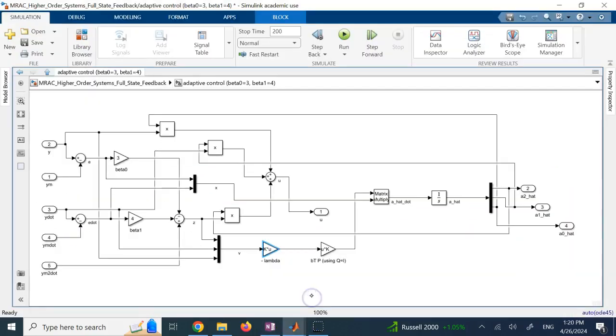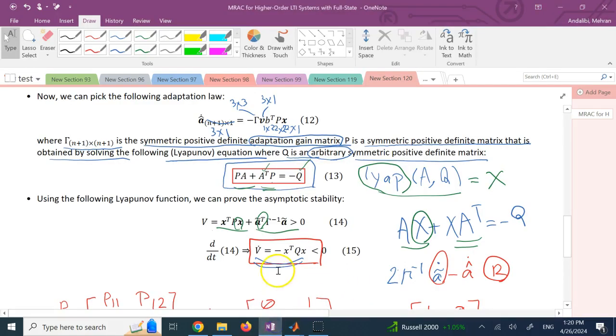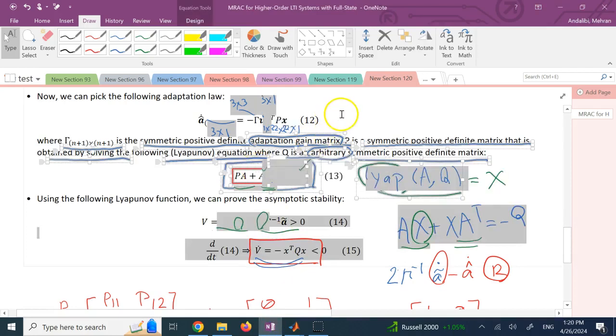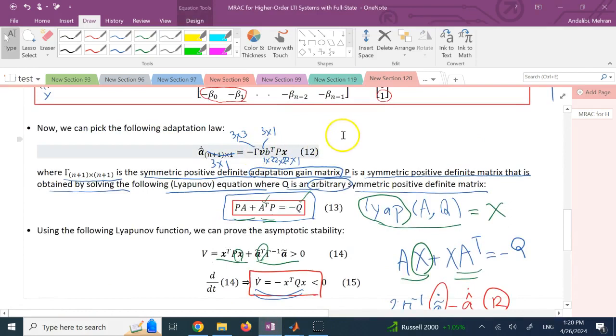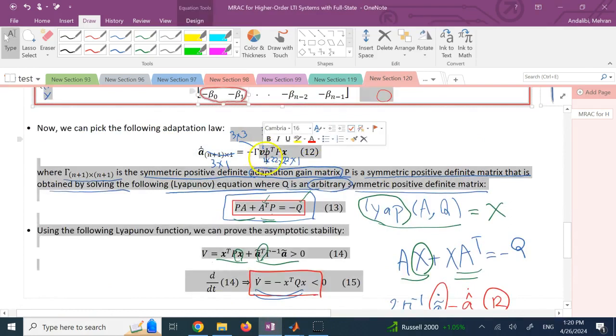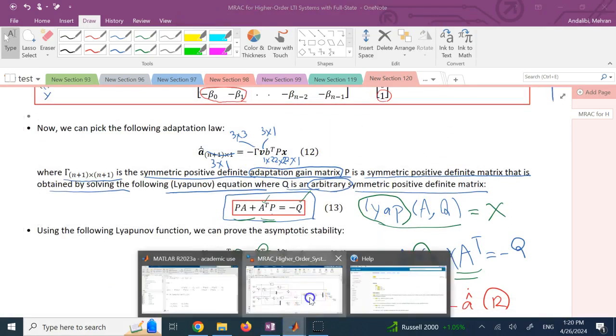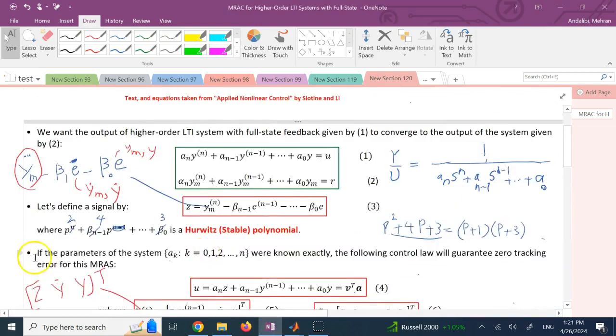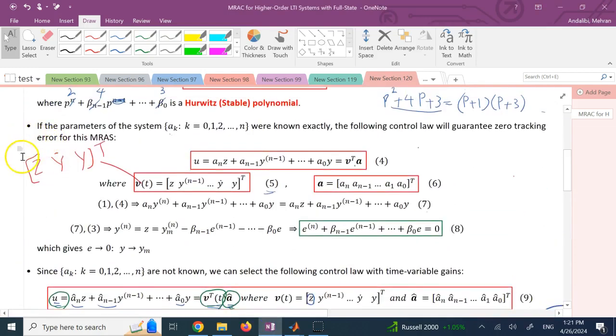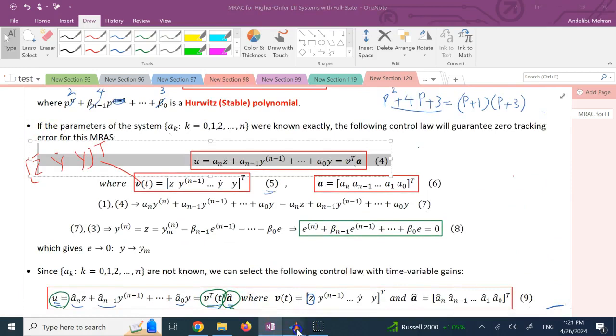So if I go here, that's my negative lambda. Then this negative lambda here has to be pre-multiplied by the v, and remember v was z, y, and y dot. So this is how I form v. Look, the first element is z, the second element is y dot, and the third element is y. Okay, so if I go back and show you, you see, that is your v over here. So that is my v.